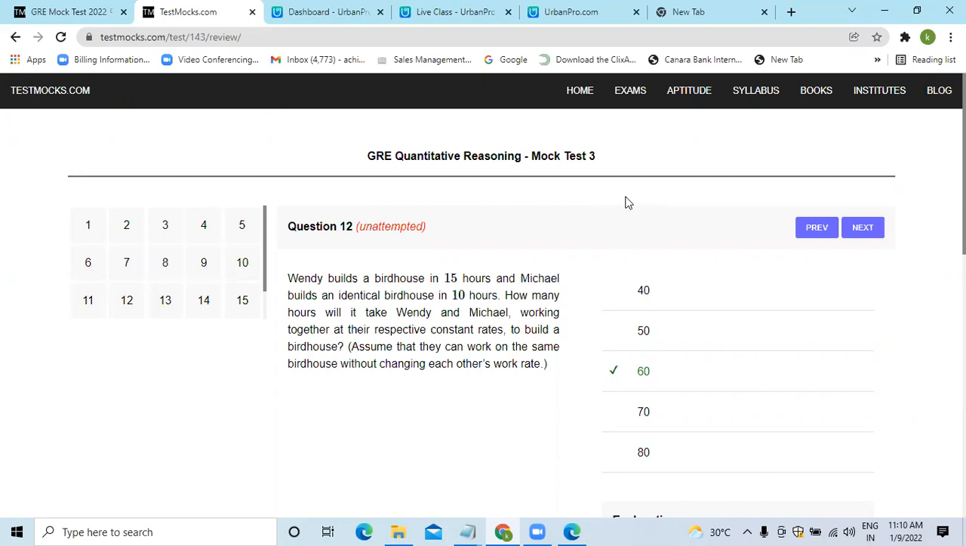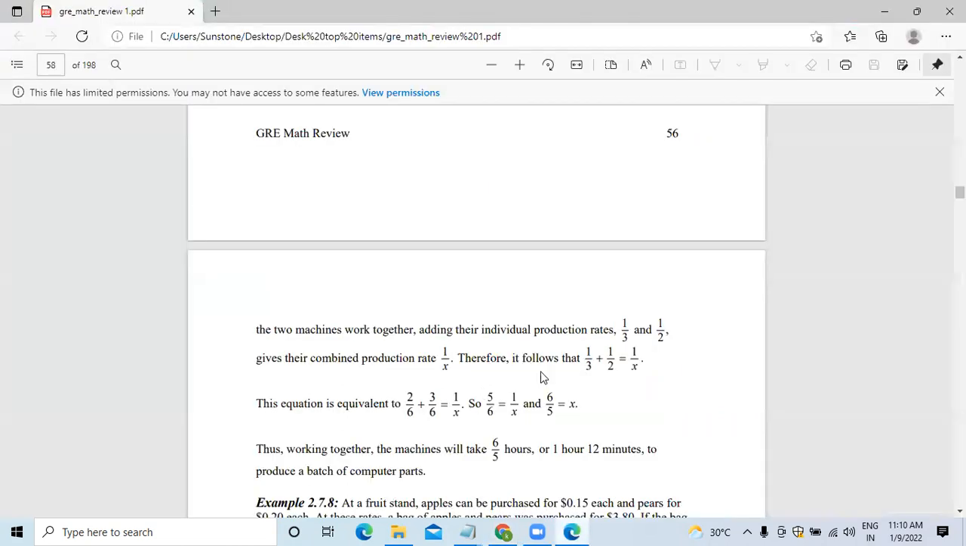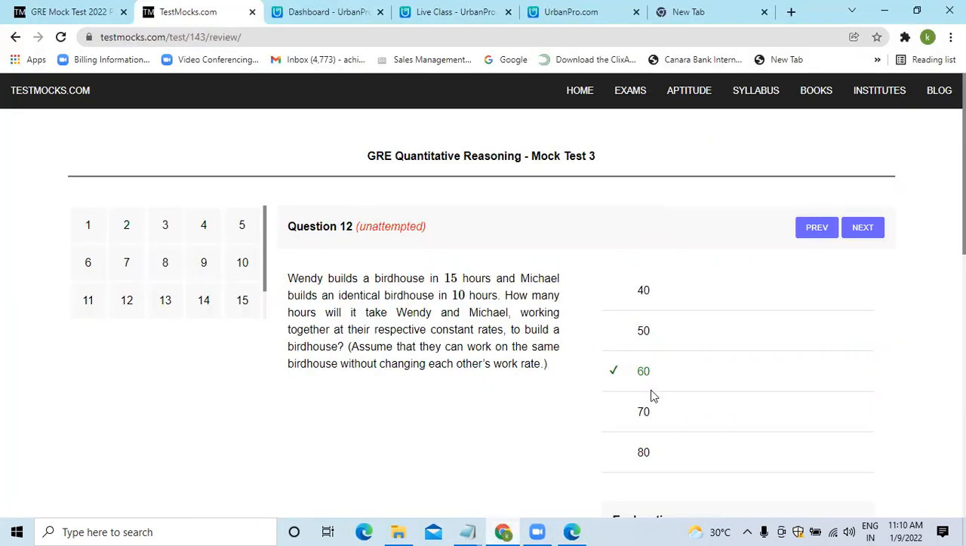Can you note it down? Got it? 1/15 plus 1/10 is equal to 1/x, right? Okay, now go back. Can you solve for x? X is equal to 150 divided by 25, so x is equal to 6.